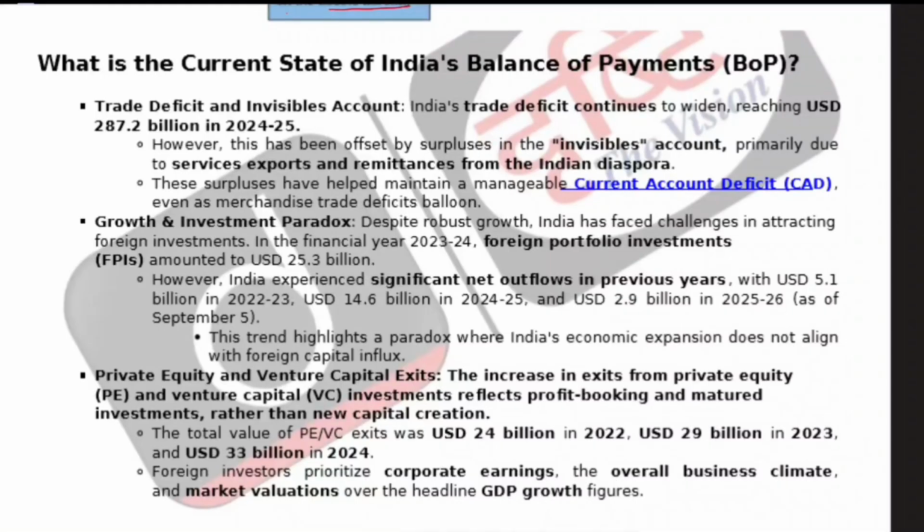What is the current state of India's balance of payment? First is the trade deficit and invisible account. India's trade deficit continues to widen, reaching $287.2 billion in 2024-25. However, this has been offset by surpluses in the invisible account, primarily due to service exports and remittances from the Indian diaspora. These surpluses have helped maintain a manageable current account deficit even as the merchandise trade deficit balloons.